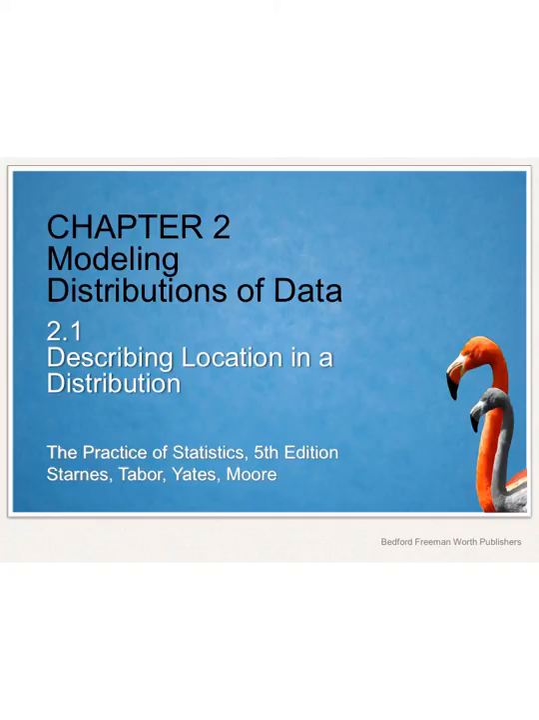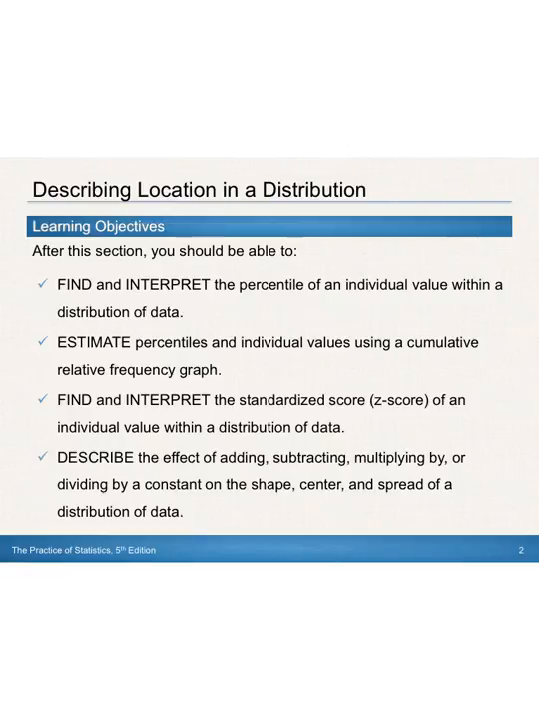So Chapter 2 talks about how we can model distributions of data and also where we can find a piece of data within that distribution. Here are your objectives. I'll talk more about each objective in the following slides.